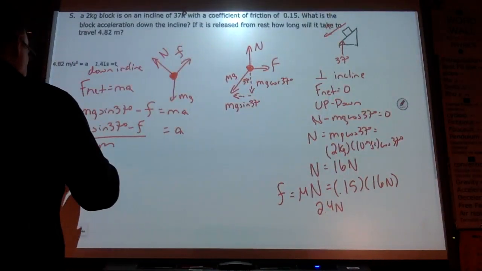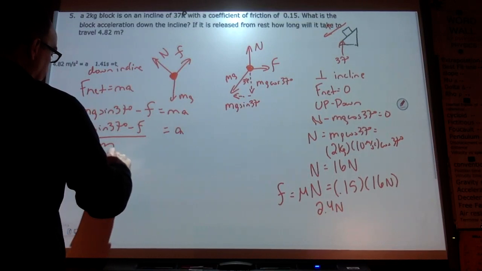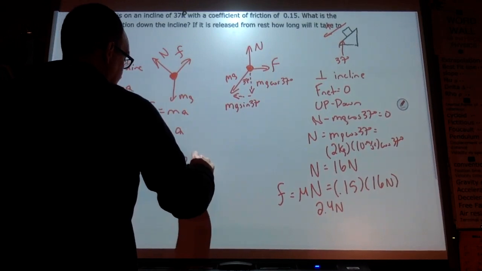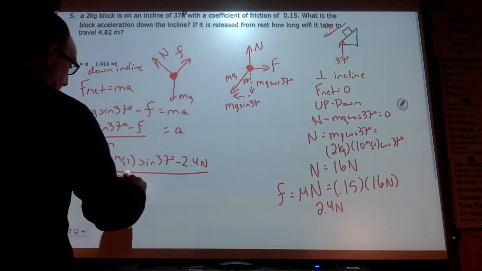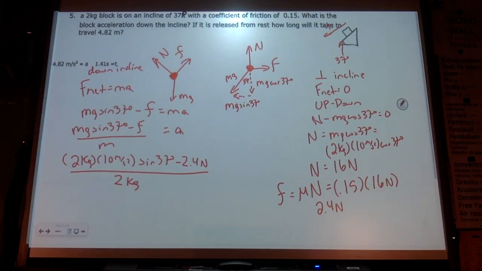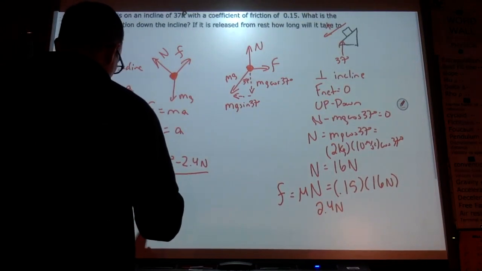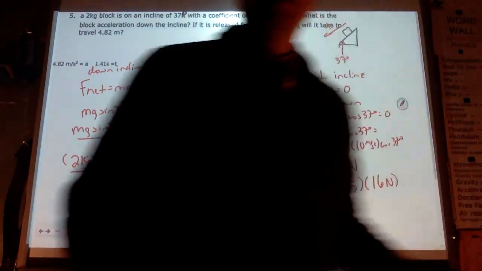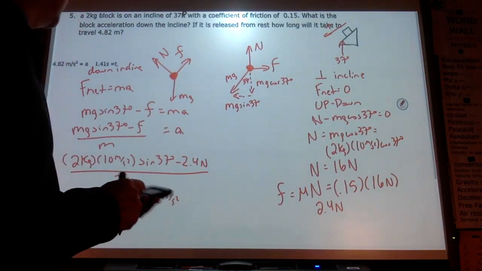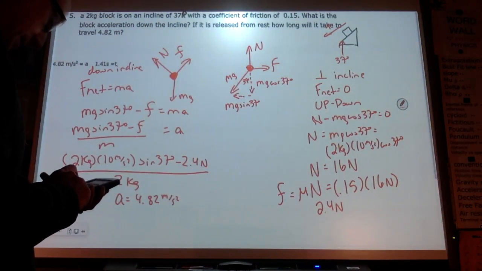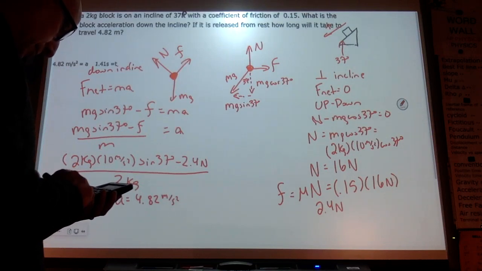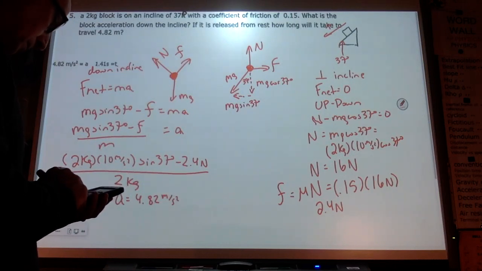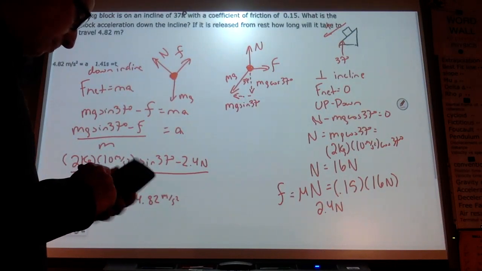m. So this is going to be 2 kilograms times 10 meters per second squared times the sine of 37 minus 2.4 all divided by 2. And this gives me an acceleration of 4.82 meters per second per second. I'm going to check that in the calculator. I don't think there's any errors on this, but this is not something I can do in my head. At least not this early in the morning. Yep, 4.818.